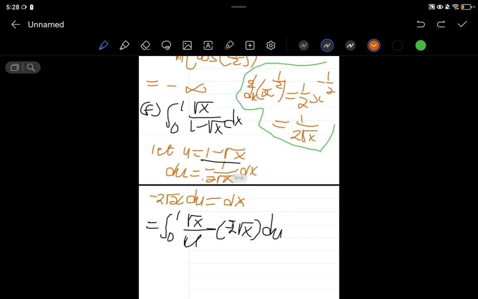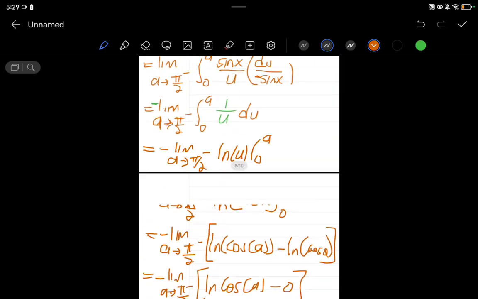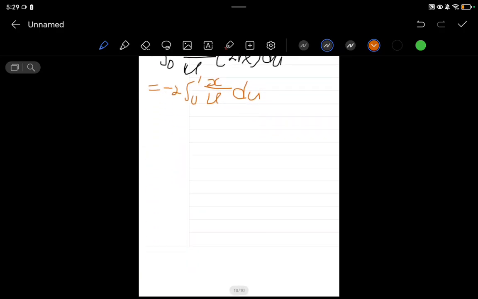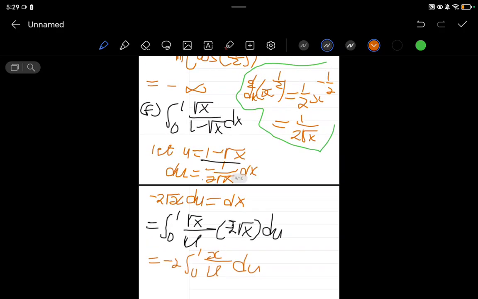Okay, let's do that. Let's check what you're saying. Minus 2, 0, 1. The x root will multiply with the x root, and we'll have x over u du. How will you get rid of the x? It will be a problem, right? Wait, did I apply those? Oh, I did here. Yeah, it will be a problem, right? You see right now? We agree, no?